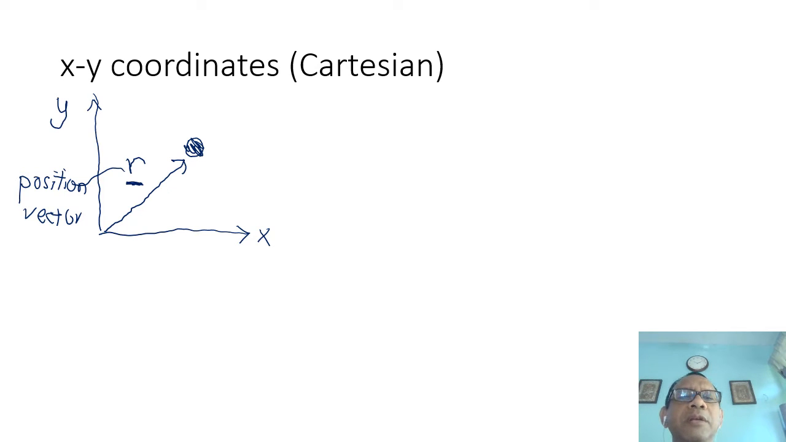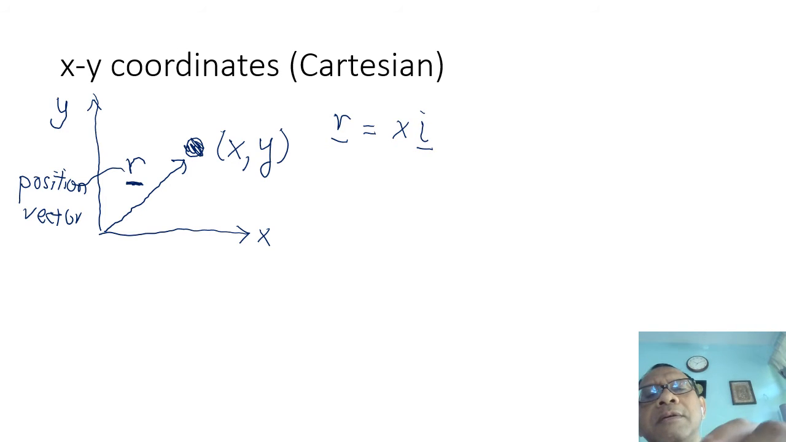And the position vector is represented by, so the coordinates of the system are now, let's say, x and y. They are scalars. The coordinates of the system are x and y, and the position vector is now represented by r equals x with a unit vector i, plus y, coordinate y, with a unit vector j.